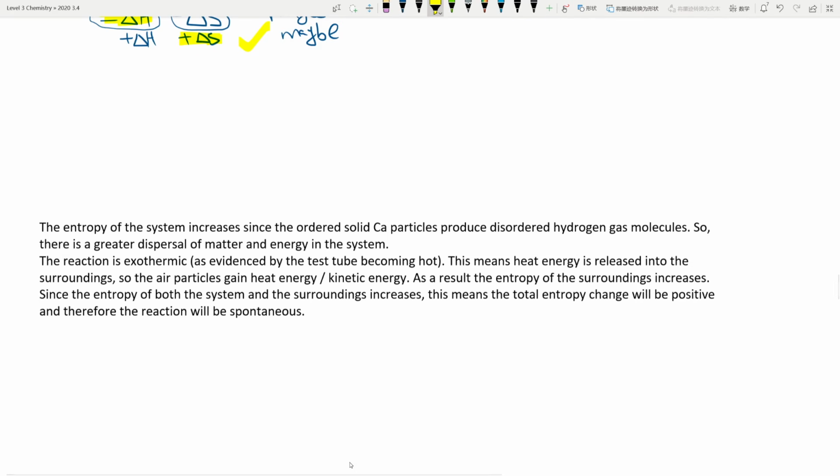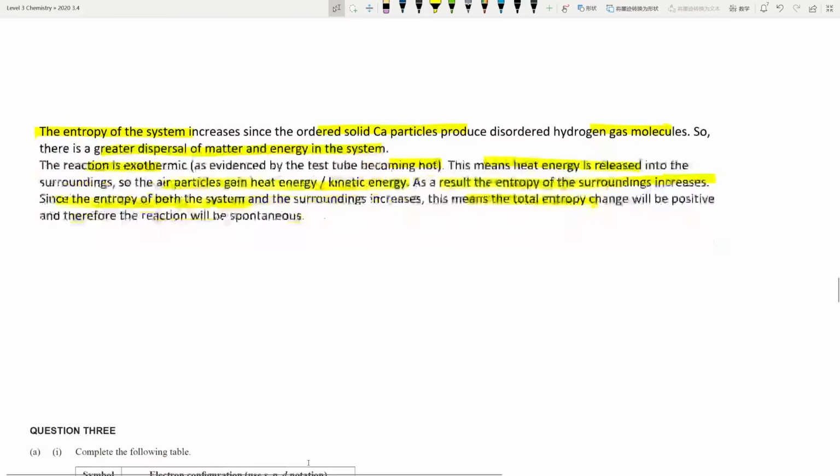So the entropy increases, so the system increases because you're going from solid to gas, so greater randomness, and so on. And the reaction is exothermic because it's becoming hot. That means heat energy is released, so the surrounding air particles gain kinetic energy, so the surrounding entropy increases. And since both increase, therefore the total amount of entropy increases, therefore the reaction is spontaneous. Okay, so that's that one.